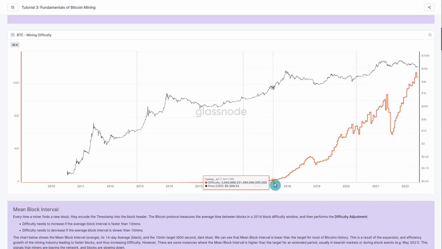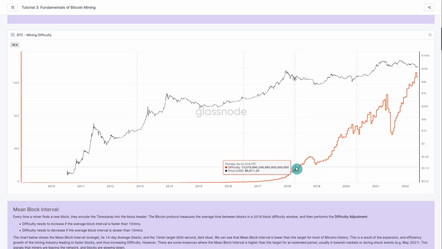And the target is that those timestamps should be, on average, 10 minutes or 600 seconds. Now, when there's more miners coming to market, or the hash rate is increasing, the amount of machines that are on there, the efficiency of the machines has increased, what it will do is it will wind up the difficulty. It will make the puzzle harder to solve. Now, this puzzle is akin to trying to find a needle in a haystack, but in this instance, the haystack is about as big as the universe. We're talking about quadrillions and quadrillions of guesses per second that are being performed by these machines.